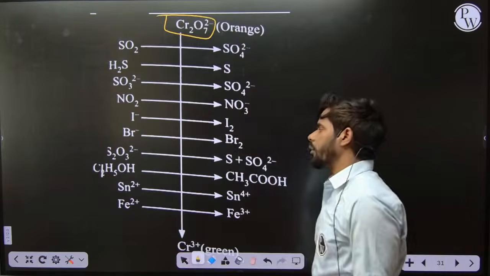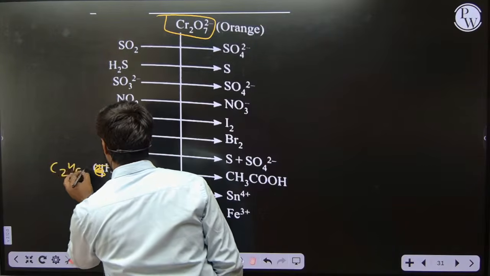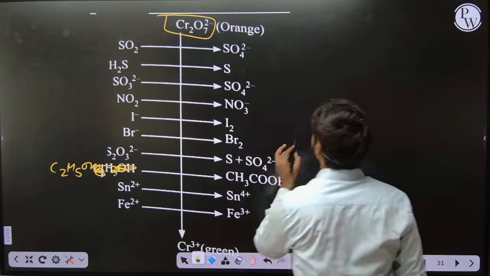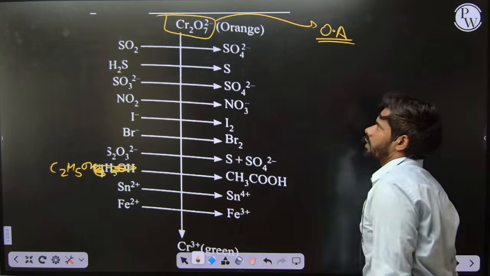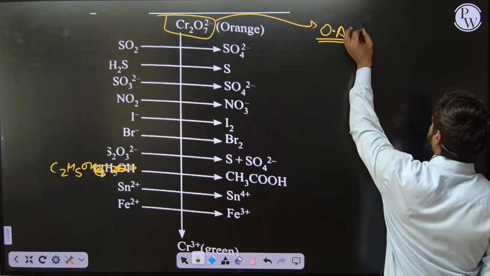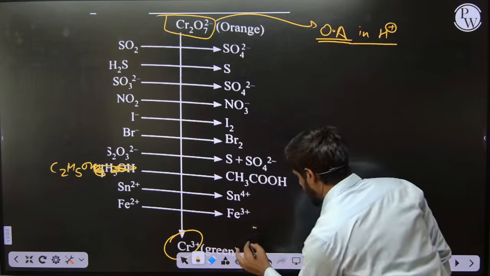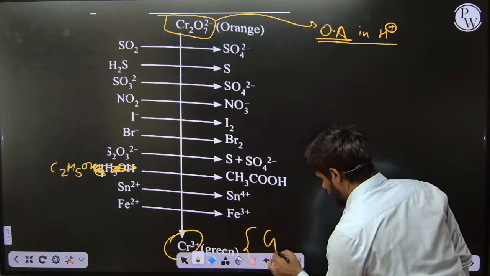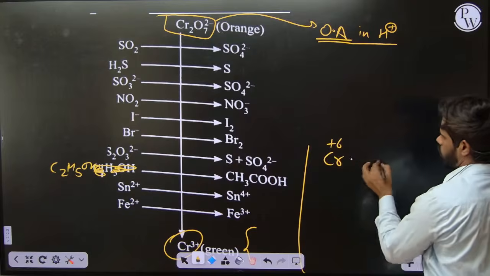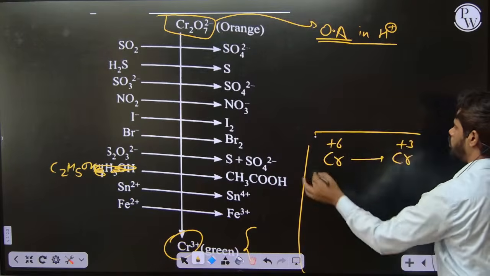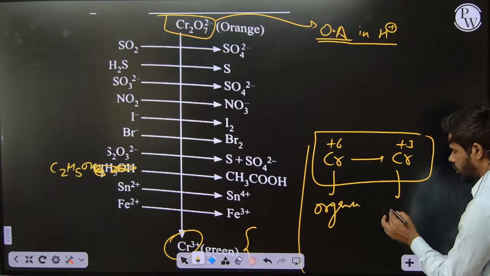Next, the chemical properties, for example alcohol, C2H5OH. Basically this is also an oxidizing agent in acidic medium. In acidic medium it gets converted into Cr3+, which is green in color. Whenever the oxidation occurs, it is a conversion from +6 to +3, and the color changes from orange to green.